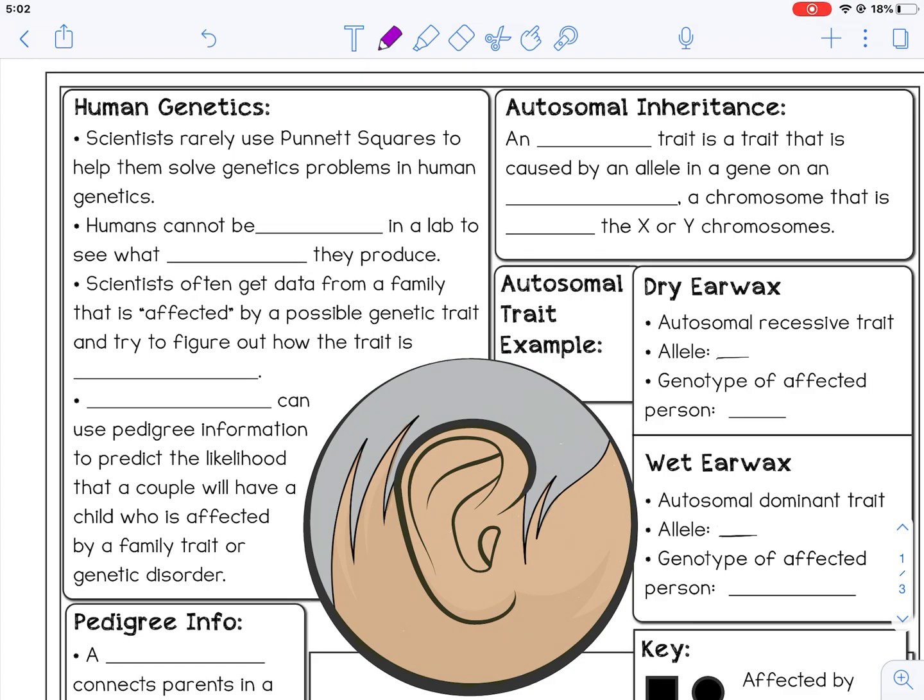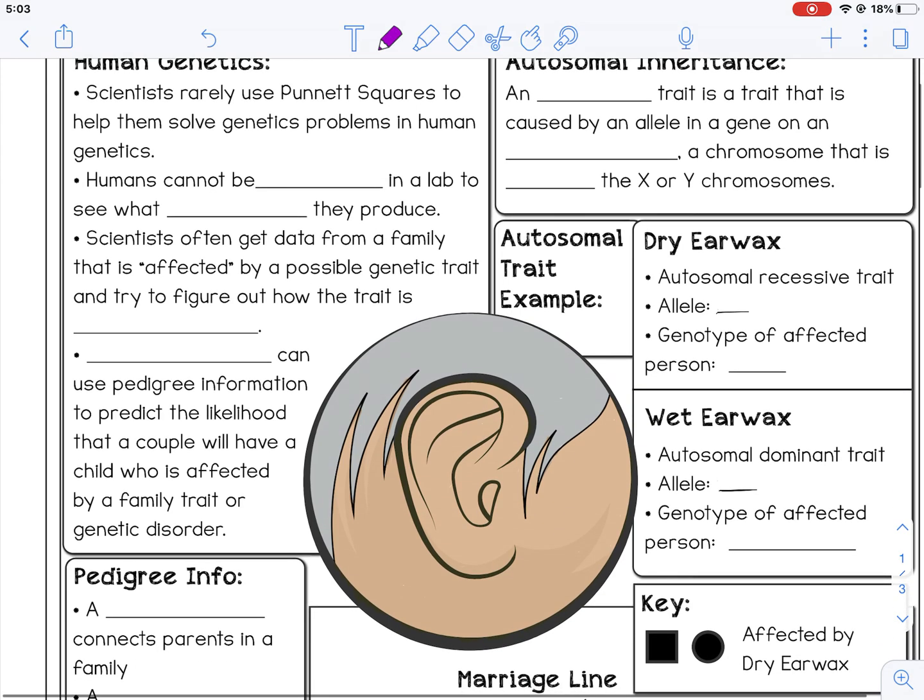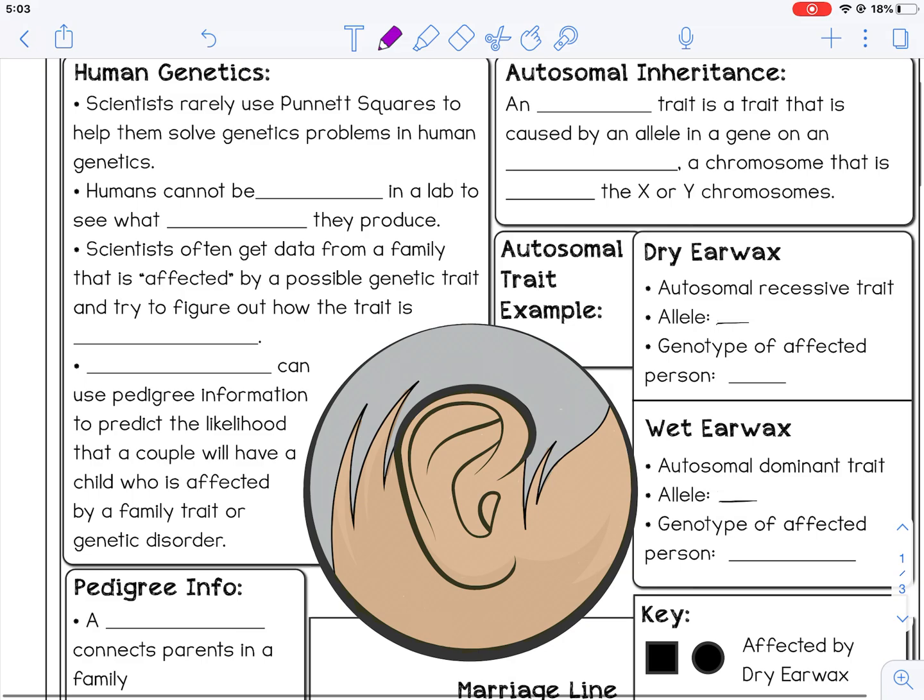Now we're going to move into pedigrees. So we've worked a bit with Punnett squares, but in reality, scientists rarely use Punnett squares to help them solve genetic problems in human genetics. Punnett squares are very useful for plant and some animal genetics, but not for human genetics. And the reason why is because you can't ethically cross humans in a laboratory and see what offspring they produce.